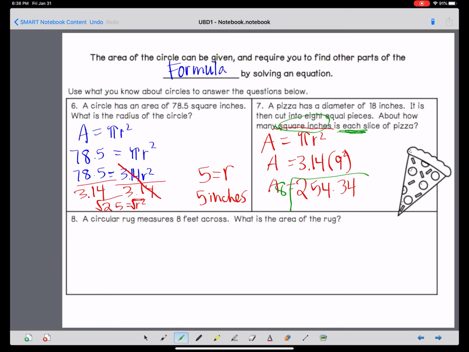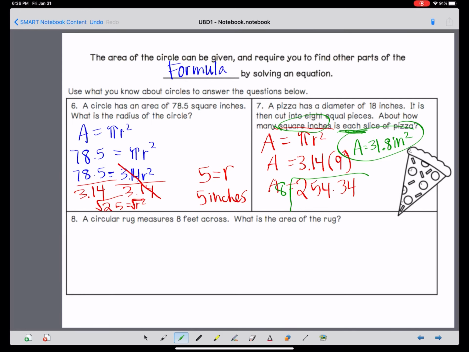So the 254.34 divided by 8 gives me 31.7925, and you can just round up. Or you can write all your decimals out. It really doesn't matter. So my area is equal to 31.8 inches squared.